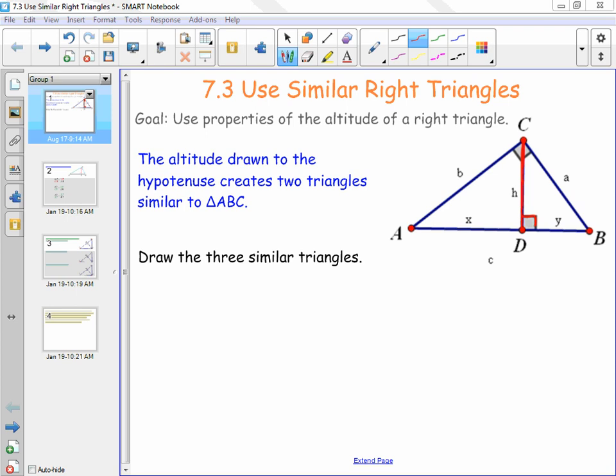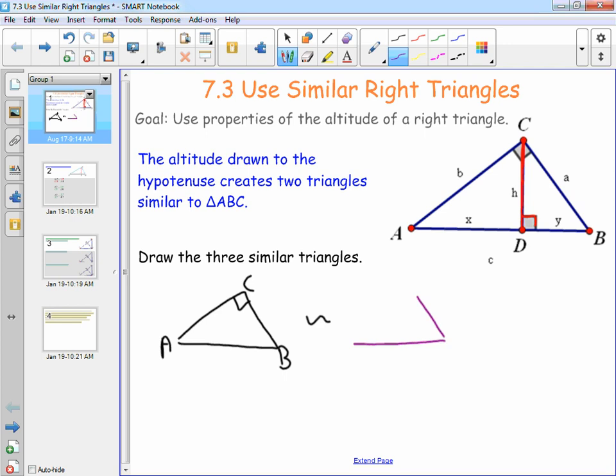This creates three similar triangles. The first triangle we are going to draw is triangle ABC. Again, this is our starting triangle, triangle ABC. And now we are going to draw the two triangles that are similar to ABC. To do this, first, we are going to draw triangles with the same orientation, and then we will determine what those two triangles are.